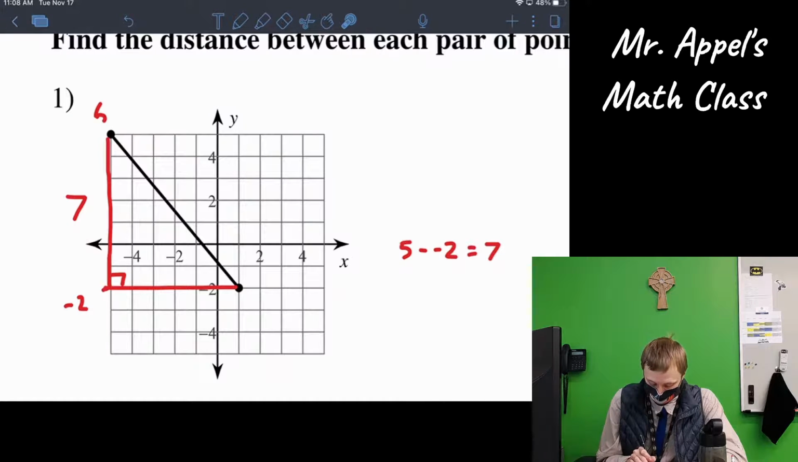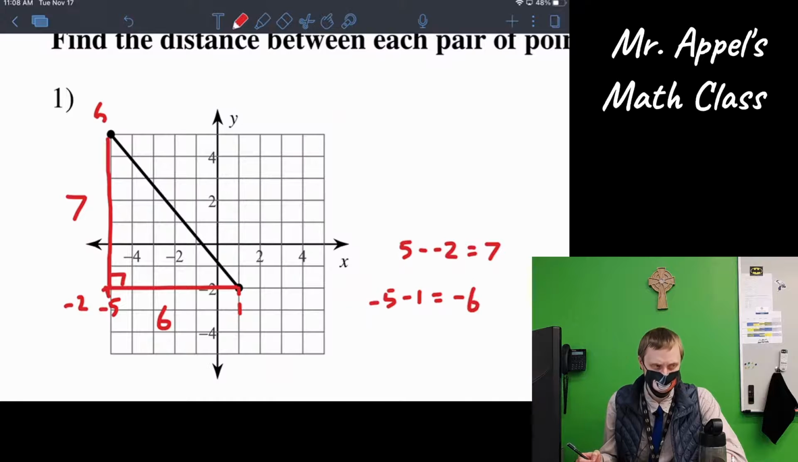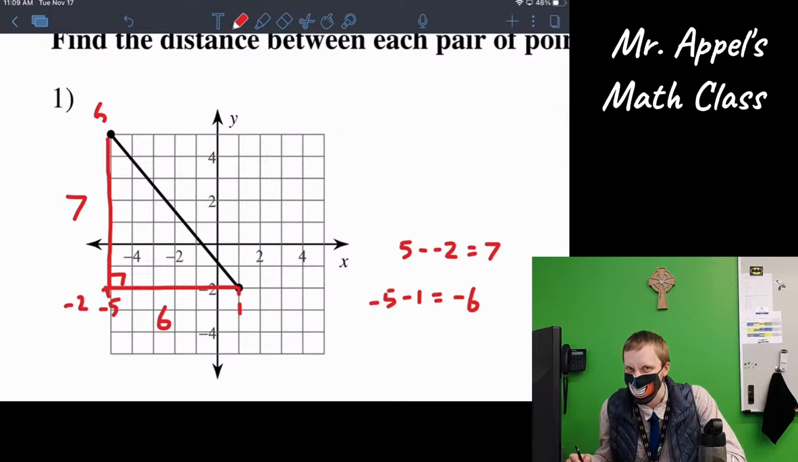And then we count this guy from here to there. 1, 2, 3, 4, 5, 6. I count 6. How do I know that? Well, because this is -5, and this is 1, and -5 minus 1, well, that's -6. Can we have a negative distance?